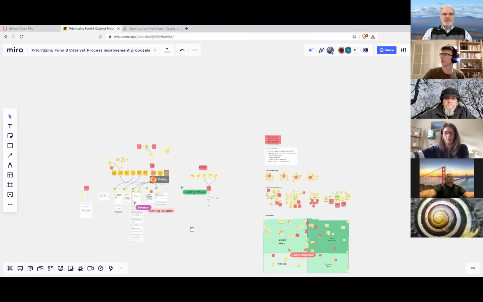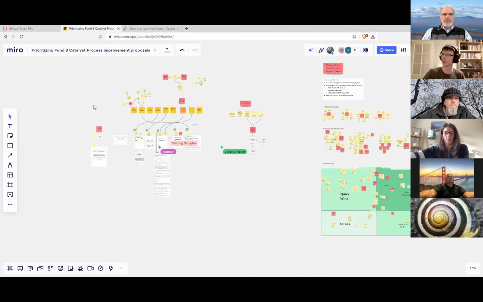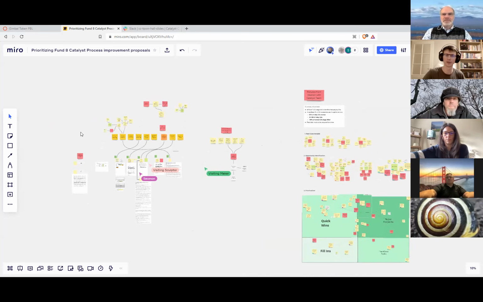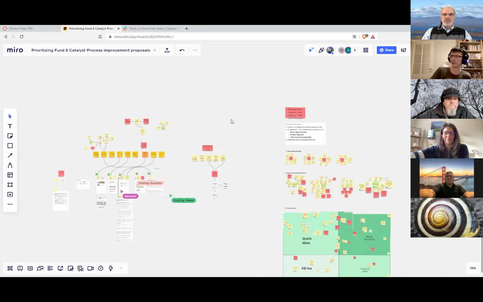All right. Am I showing the correct screen? Because it's not showing me frames. Is it the Miro board you see? Yep. Okay.